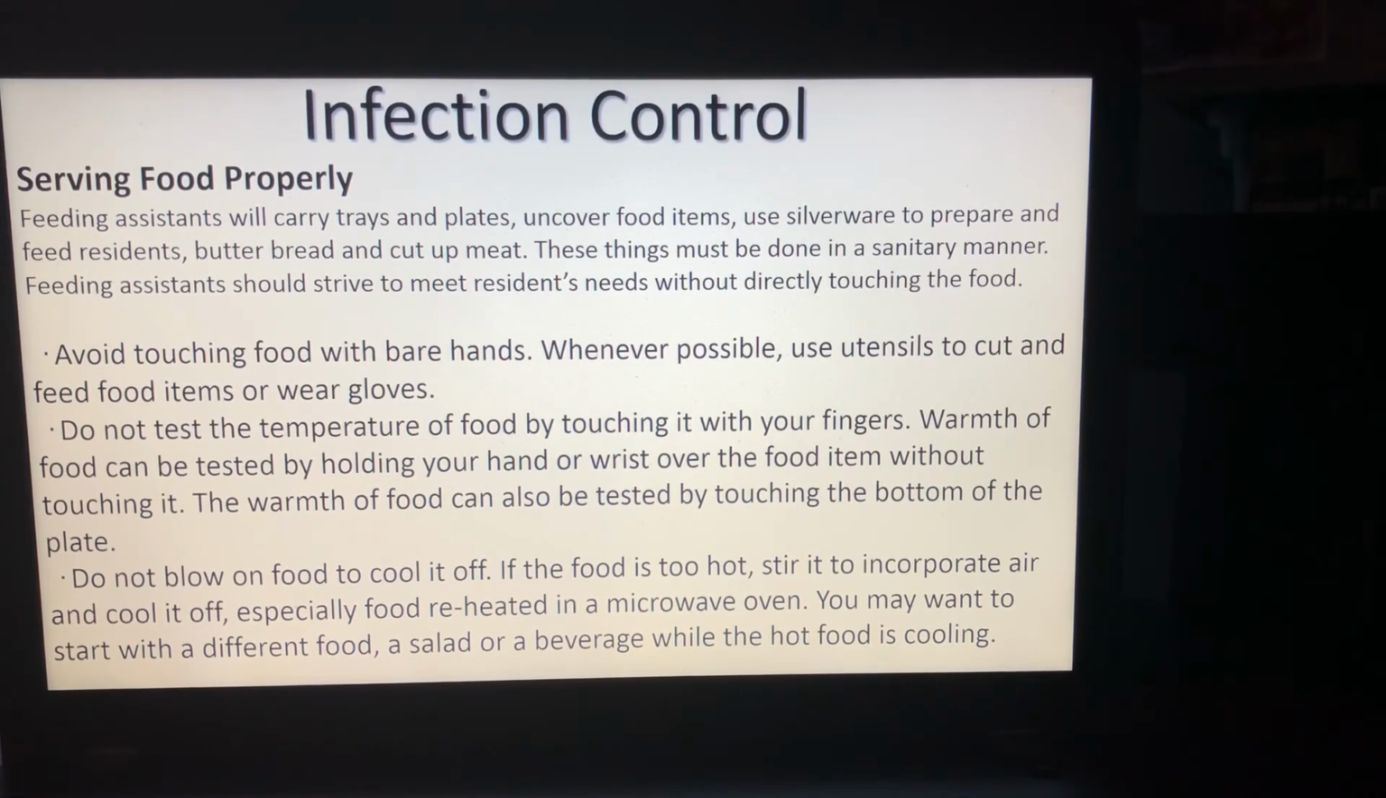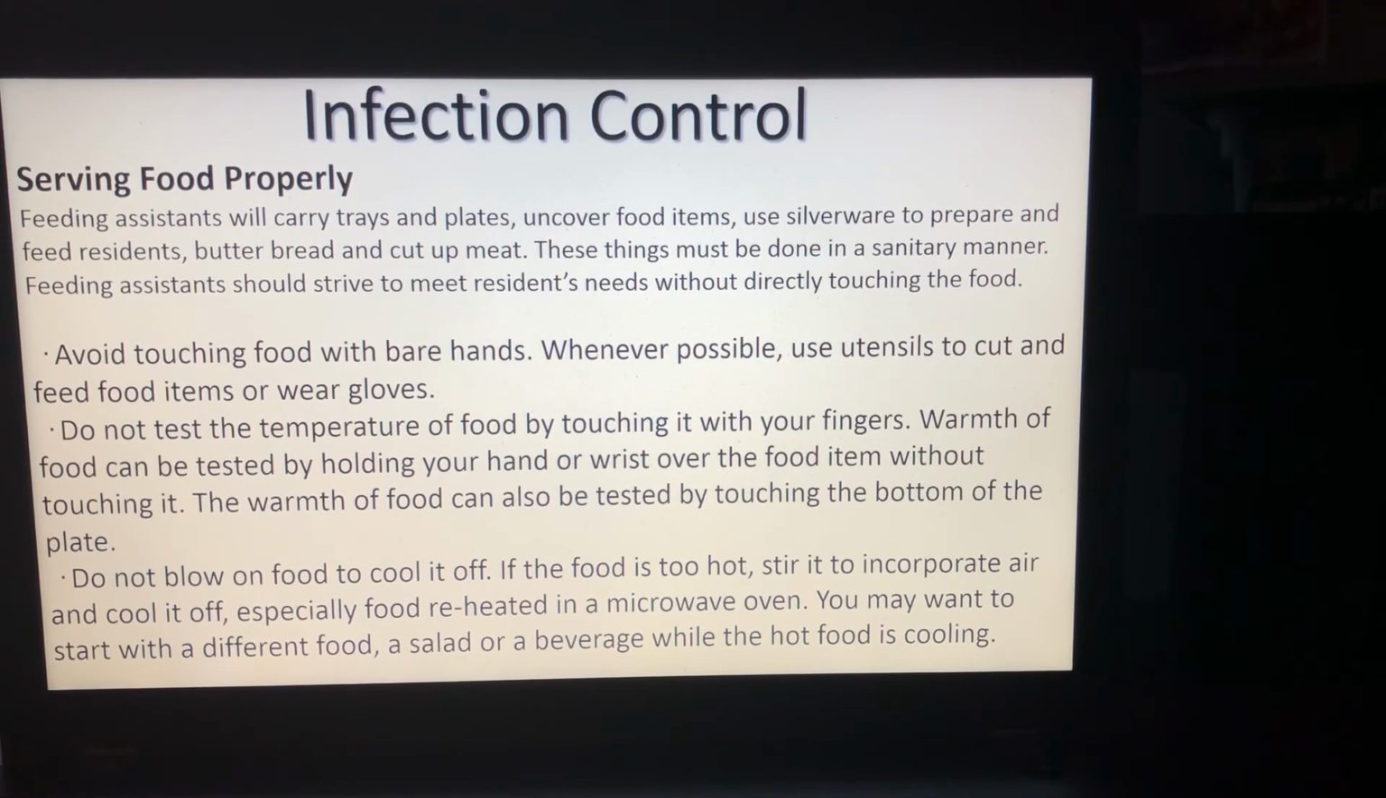We don't test the temperature of the food by touching it with your fingers. Warmth of food can be tested by holding your hand or wrist over the food item without touching it. Or you can touch the bottom of the plate to sort of see how hot something is. Of course, you can check for steam.